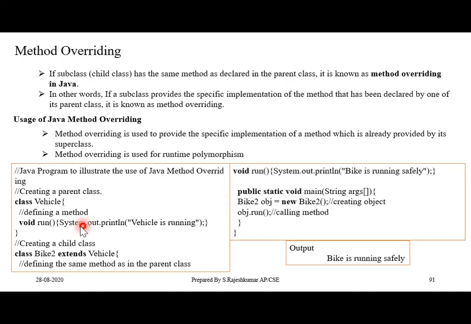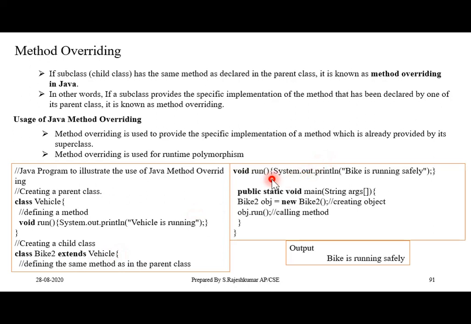We can see an example program here. Let us consider there is a class Vehicle. In this class Vehicle we are creating one member function called void run. In the run member function we just print the statement "Vehicle is running". This is my base class. Next we are going to create one child class, class Bike2, which extends the properties from Vehicle, the base class.